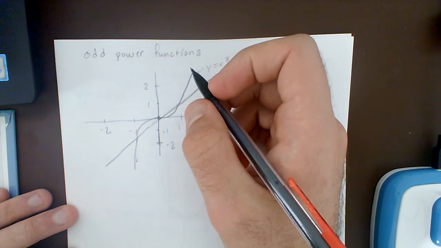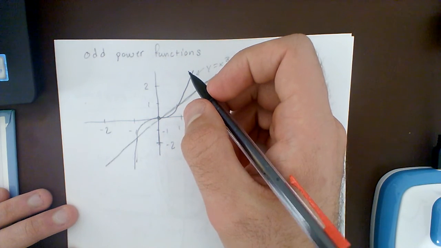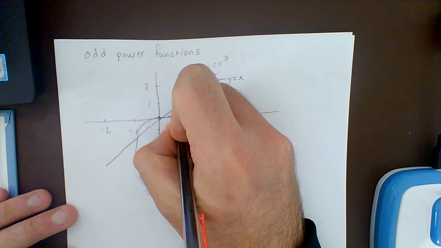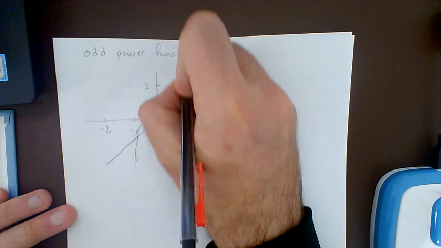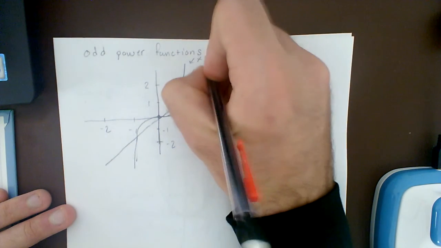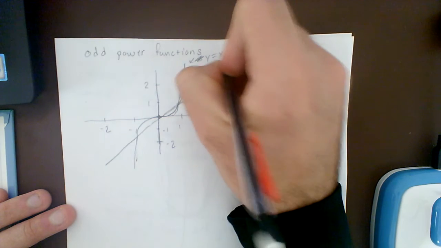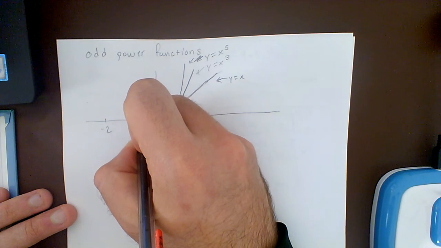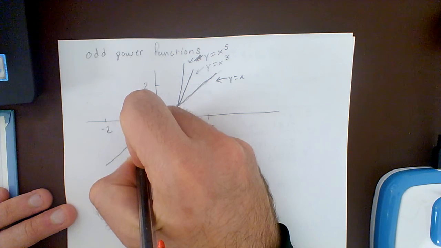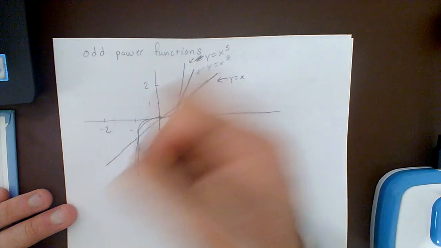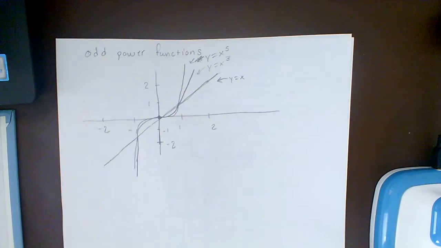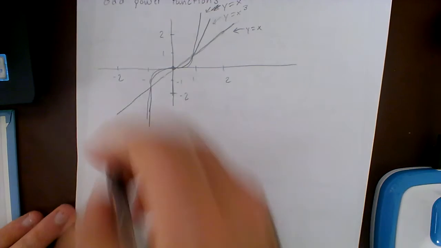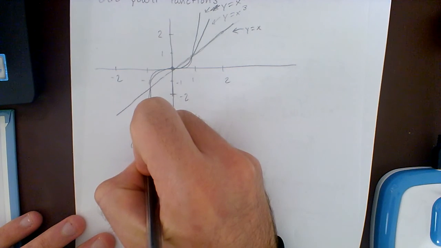So let's do one more. Let's do x to the 5th. So x to the 5th is going to go through negative 1, 1. From 0 to 1, it's going to be a little bit smaller. But then after you get past 1, it increases faster, kind of like the even case. And it does a similar thing here. It decreases faster.